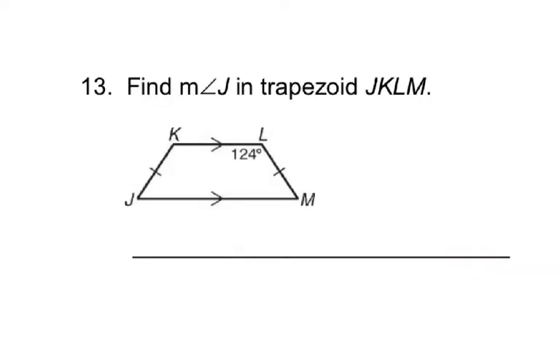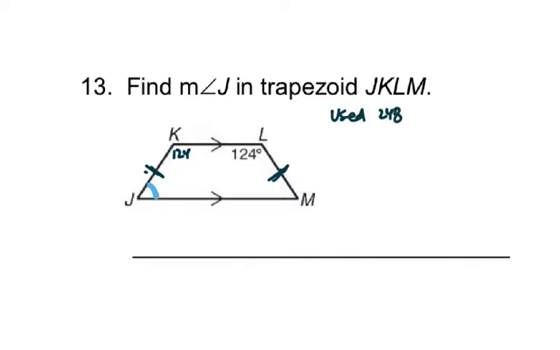Okay, back to trapezoids. It says find the measure of angle J, so that's the one I want to find. And if it is isosceles, which we know it is based on those side marks, then that's also 124. So this is where I do some calculus, not actual calculus, just some math where I'm like, okay, all right, let's think about this. How many degrees have I used?